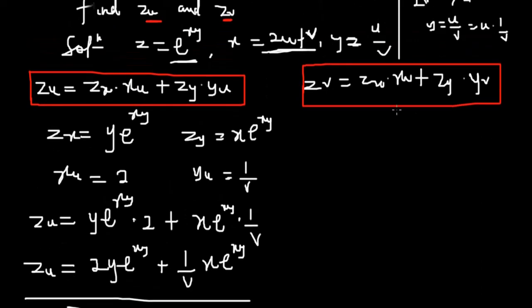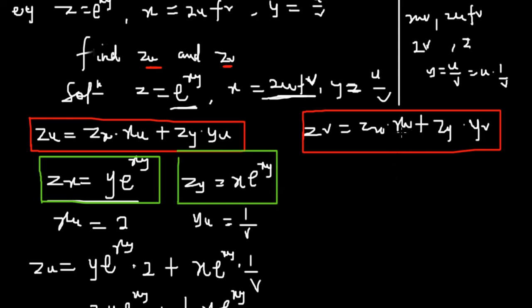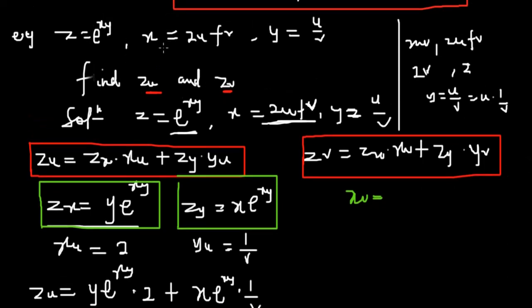Now let's look at this portion. The second portion was to find zv. So we already know what zx and zy are. These are our zx, and these are zy. Now all you have to do is just find xv. So for xv, we know this x, so all you have to do is partially differentiate x with respect to only v.